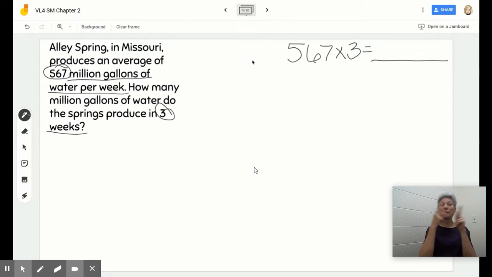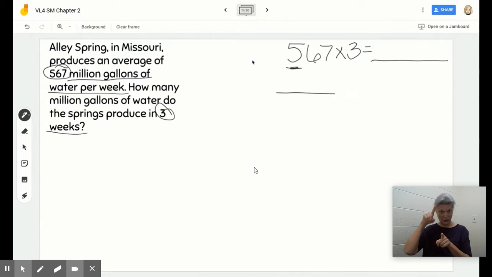Before we get started, digging deep into this multiplication equation, I really like to estimate. When we estimate, that helps us understand if our answer is going to be reasonable. When I want to estimate, I am looking at rounding 567 to the greatest place, which would be my hundreds column. So is 567 closer to the next hundred, 600, or is it closer to 500? Which hundred is it closer to? Are you guys thinking it's closer to 600?